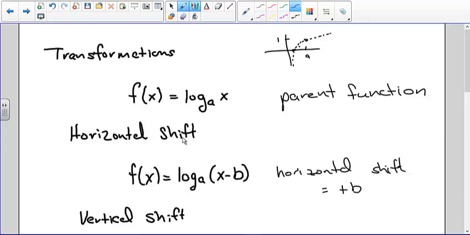Now to have it shifted horizontally, you see that in the argument of the logarithm. So whatever number is grouped with the x, as in x minus b or x minus h. So if you have x minus 2, b is positive 2, and therefore you would have a horizontal shift in the positive direction. If you had x plus b, that's the same as x minus negative b. So what you do is you take this value b and you shift it to the left instead.